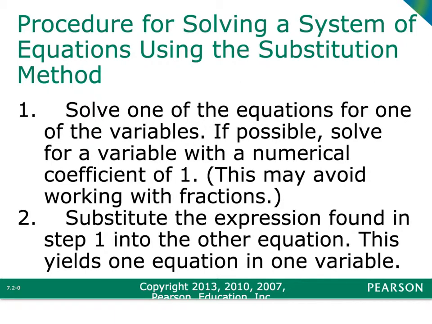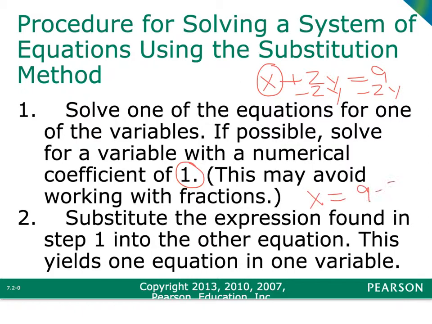When doing the substitution method, there's a procedure that you want to follow. The first thing you want to do is solve one of the equations for one of the variables. It does not matter which variable you solve for. It does not matter which equation you solve for. I like to look for a variable that has a coefficient of 1. So an example would be x plus 2y equals 9. This x would be the easiest one to get alone since it has a coefficient of 1. And you could do that really easily by subtracting the 2y to the other side. So you'd have something like x equals 9 minus 2y.